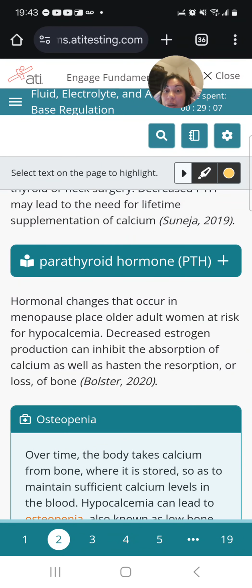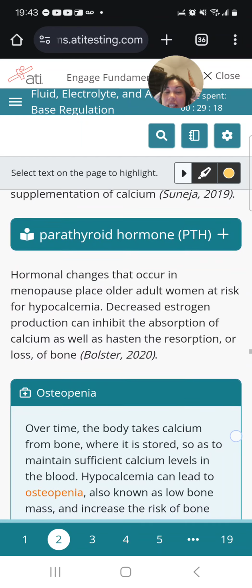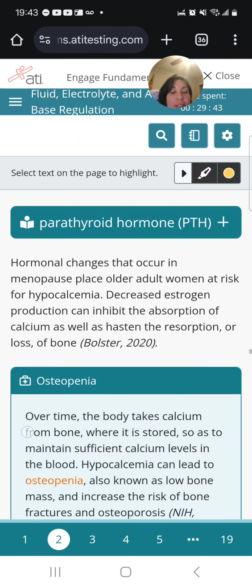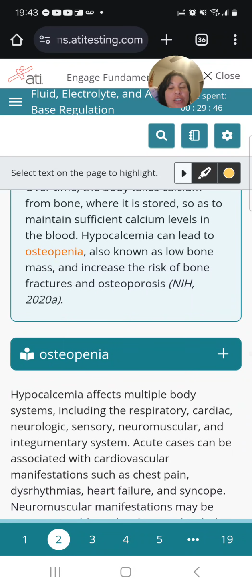Hormonal changes that occur in menopause place older adults at risk for hypocalcemia. Decreased estrogen production can inhibit the absorption of calcium, as well as hasten the reabsorption and loss of bone. Over time, the body takes calcium from bone, where it is stored, to maintain sufficient calcium levels in the blood. Hypocalcemia can lead to osteopenia, also known as low bone mass, and increase the risk of bone fractures and osteoporosis.